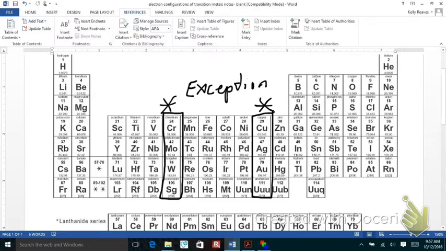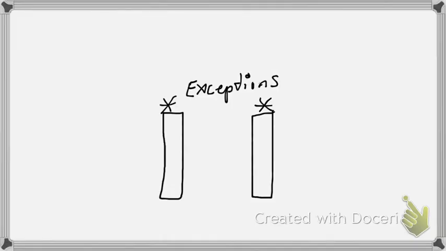For everything that we learn about in chemistry, for every rule, there's at least one exception, sometimes more. Okay, but those are exceptions. Now, having said that, let's look at chromium. Okay, so let me put up, I don't really want that. I want that to go away.